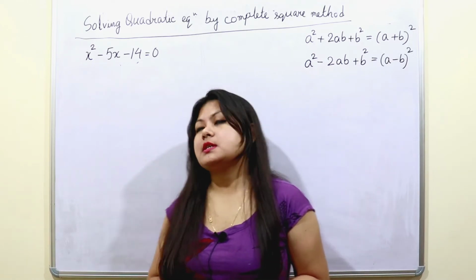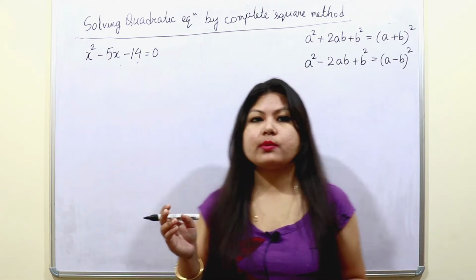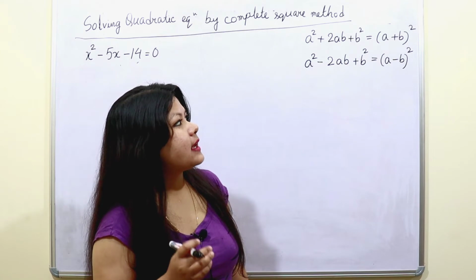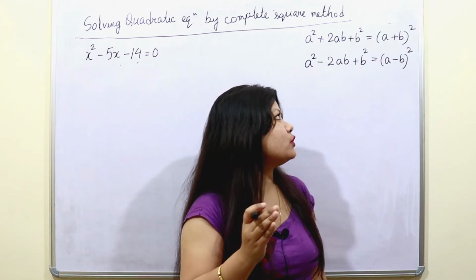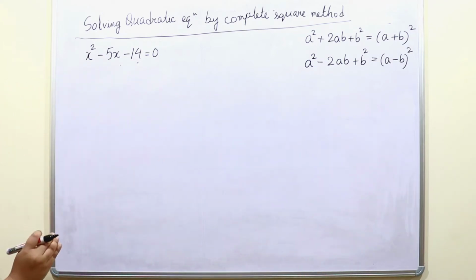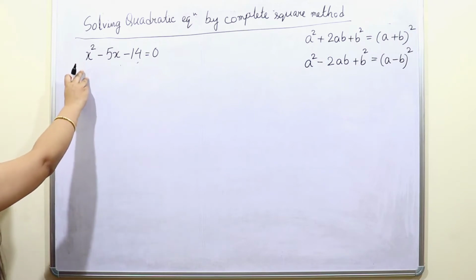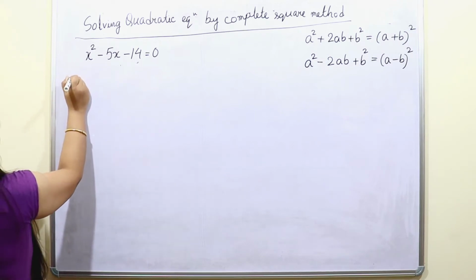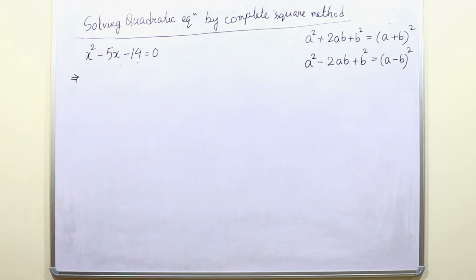We will solve a quadratic equation by the complete square method. The given question is x² + 5x - 14 = 0, and here we will use one of these two identities, (a + b) whole square or (a - b) whole square. Now in this question, the coefficient of x² is equal to 1, so if we divide the equation by 1, we will get the same value.